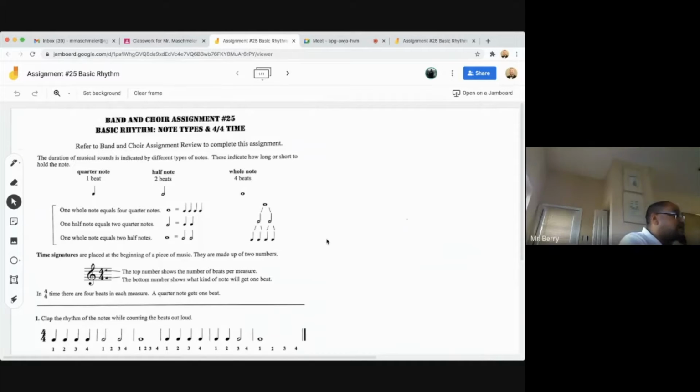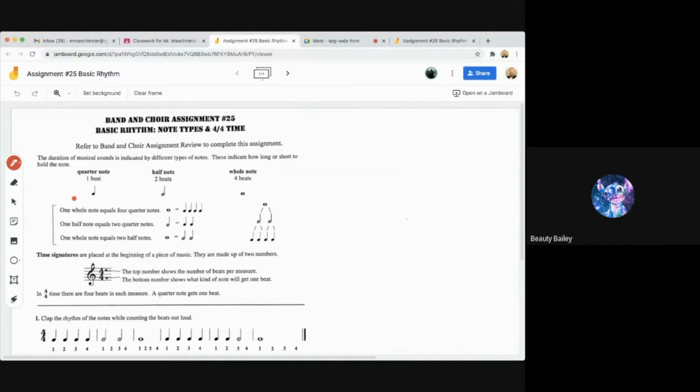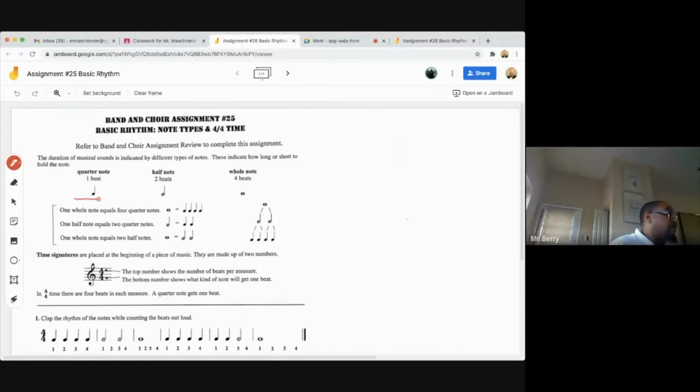Okay, so the duration of the musical sounds is indicated by different types of notes. These indicate how long or short to hold a note. So we're going to look at three notes. The three notes that we're going to be looking at are quarter notes, half notes, and whole notes. Can someone turn their microphone on and tell me how many beats a quarter note is worth? One. Thank you. One beat.